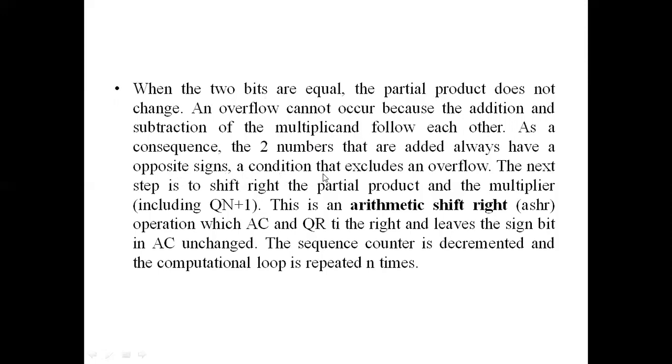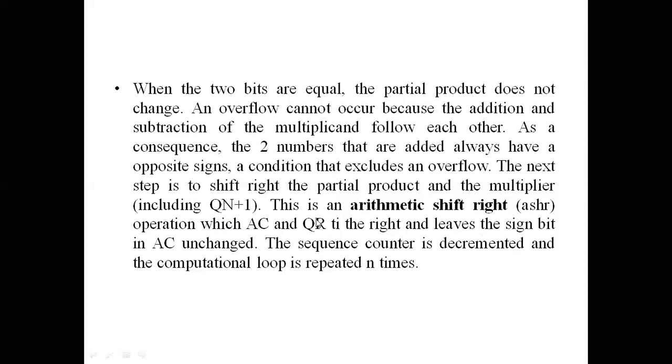The condition includes that the next step is to shift right the partial product and the multiplier, including the qn plus 1. This is the arithmetic shift right operation on AR, that is AC and QR, and it leaves the sign bit in the accumulator unchanged. The sequence counter is decremented and the computational loop is repeated n times. So this is basically the procedure of the third step.